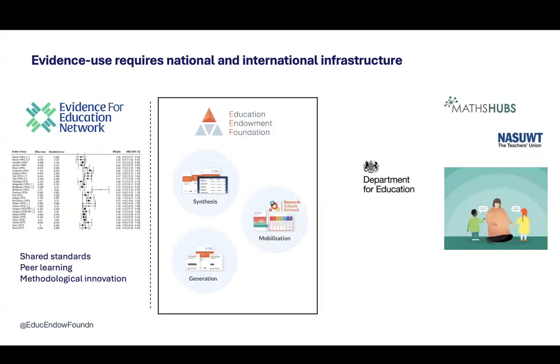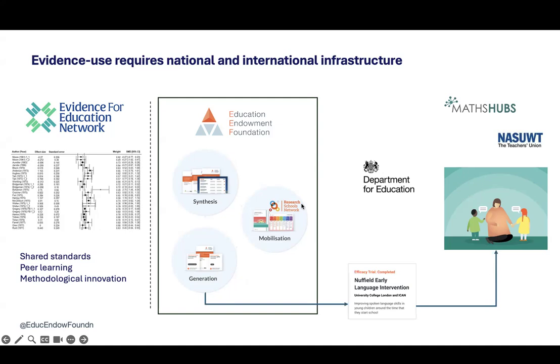Second key reflection is that evidence use requires national and international infrastructure. So, on the left, you can see this kind of global piece of the network that I talked about and some of the shared standards or peer learning or bits of methodological innovation. Then we have the national infrastructure. We have to the right, the messy world of teaching and everything we're trying to do in the classroom. And then in between, we have the EEF trying to do the synthesis, the generation, and the mobilization.